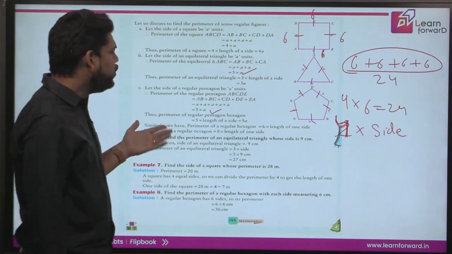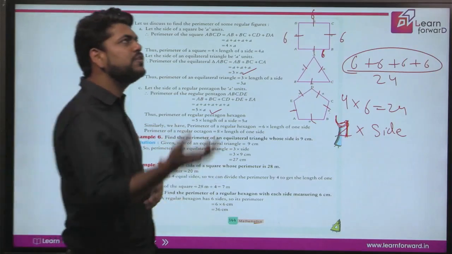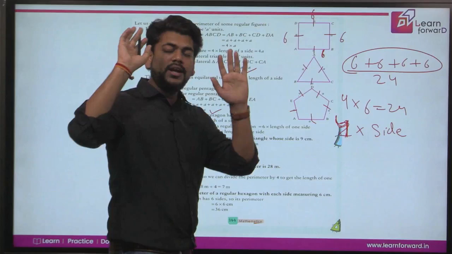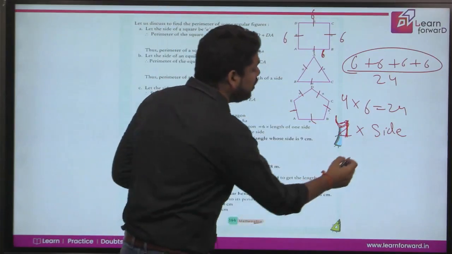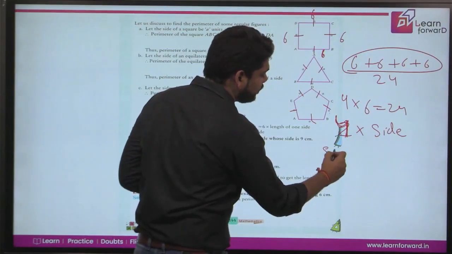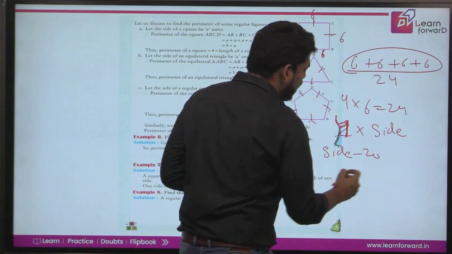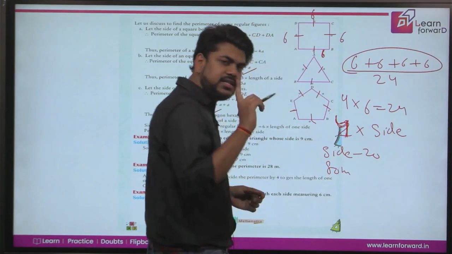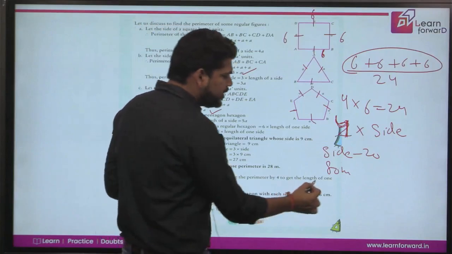Similarly, when you don't know the number of sides, let's suppose there is one park which has 20 sides. Let us imagine a big park which has 20 sides, and each side is of 80 meter. So what is the perimeter?